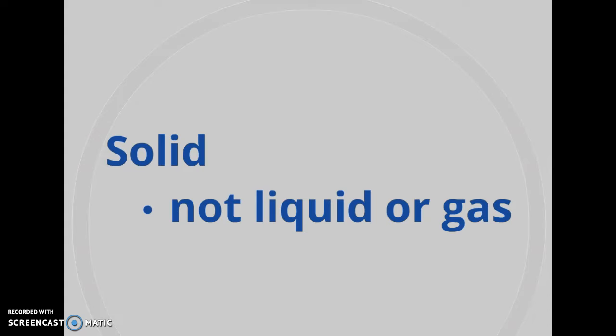The fourth thing is that it must be a solid. So this is how it would occur naturally. Obviously, we know if we heat or cool things, we can change them into different states of matter, solid, liquid, or gas. But a mineral must occur naturally as a solid.